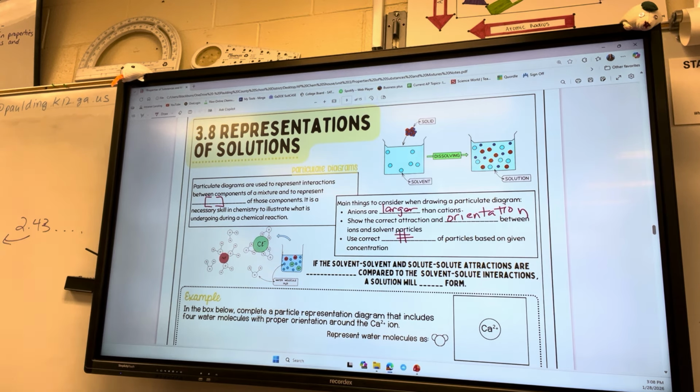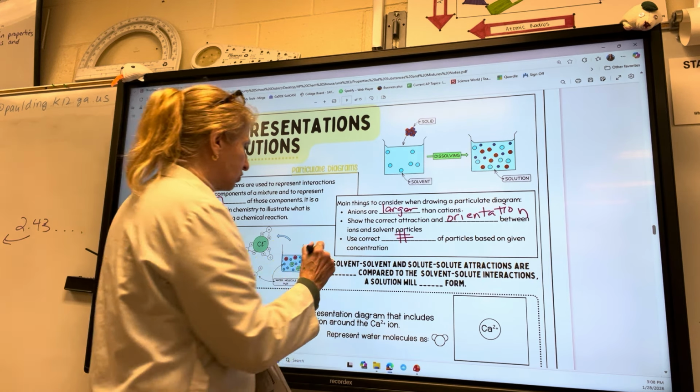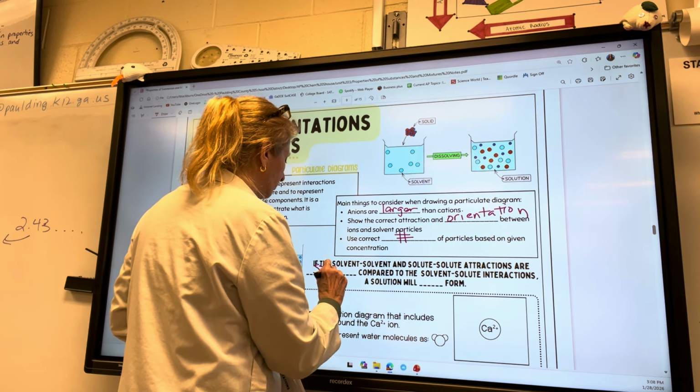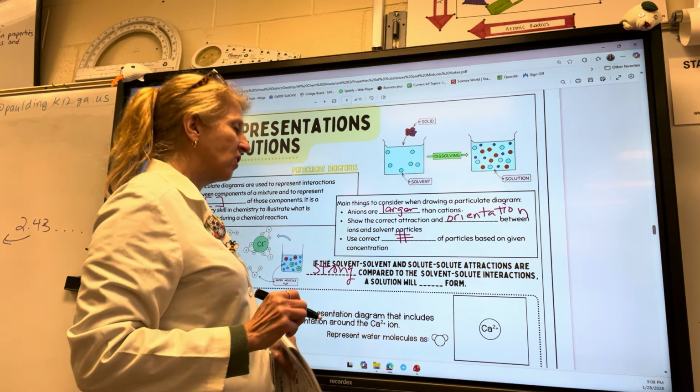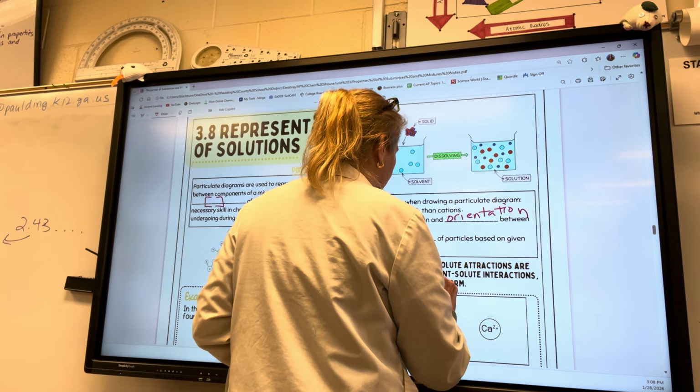If the solvent and solute attractions are weak, a solution will not form. So this is what I was telling you about. There are rules whether or not things dissolve or not.